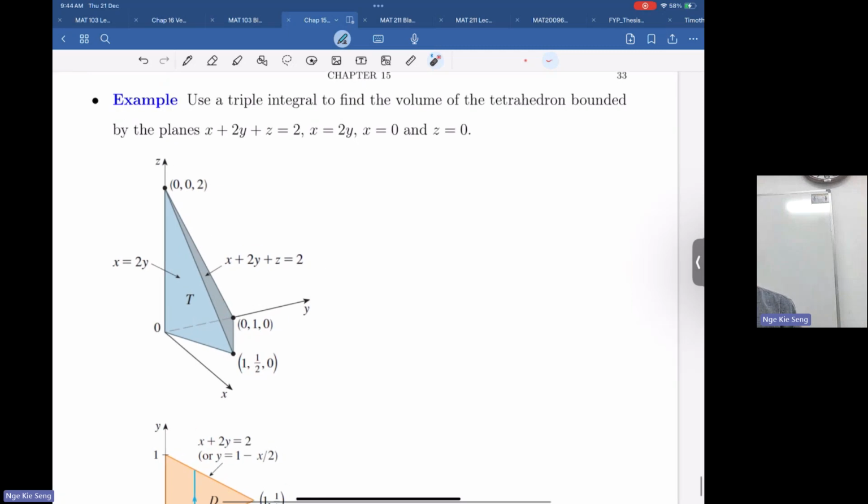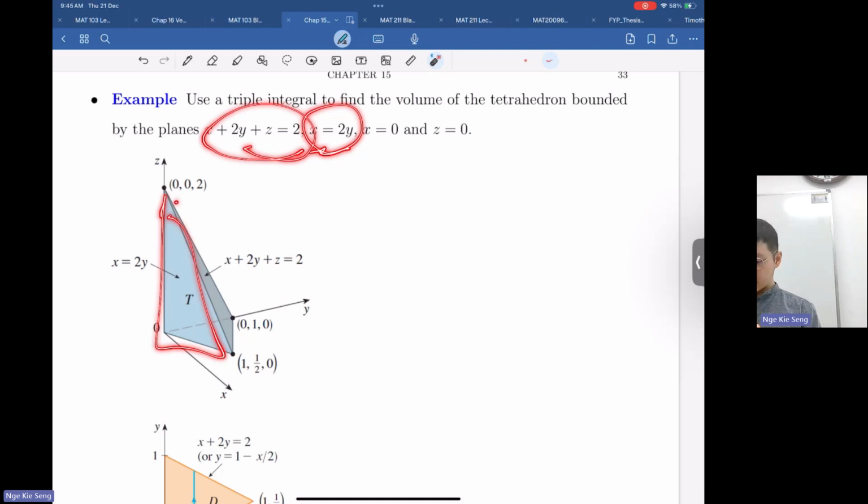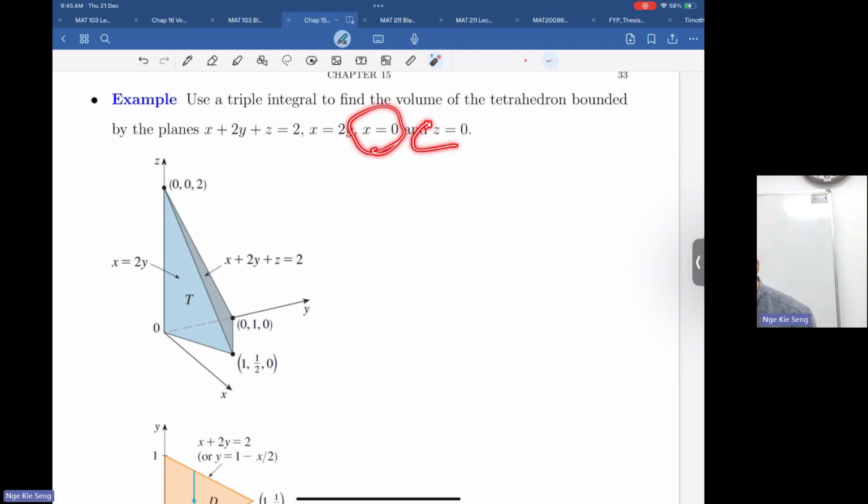Find the volume of the tetrahedron bounded by these four planes: x plus 2y plus z equals 2, x equals 2y, x equals 0, and z equals 0. So actually there are two slanted planes here, with different normal vectors. How do you find the plane? You need a normal vector. And then there are one vertical and one horizontal plane.